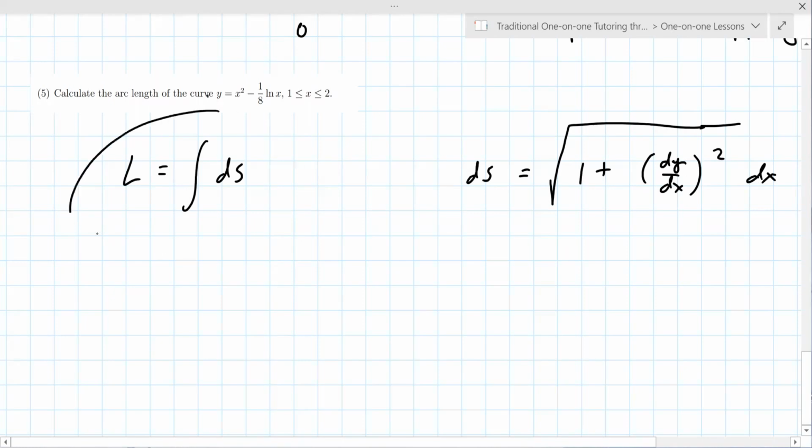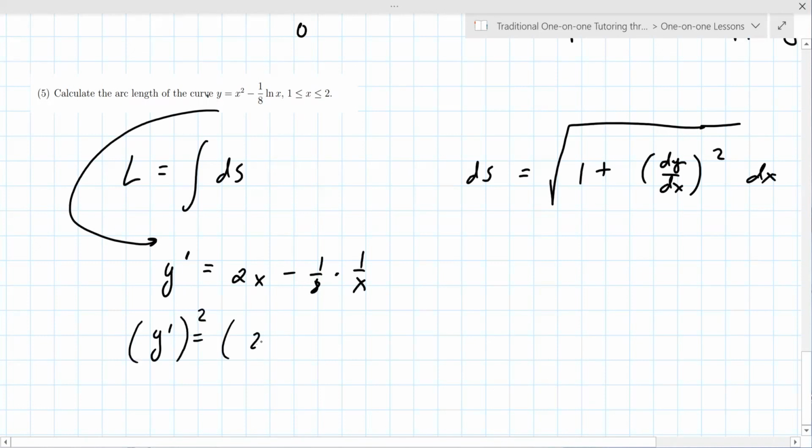You need your y prime. Your y prime is 2x minus 1 over 8 times 1 over x. Okay, and then what I like to do is I actually like to square it before I write all this. So you're squaring this thing, this 2x minus 1 over 8x squared. If you remember how to do that, (a minus b) squared is a squared minus 2ab plus b squared.